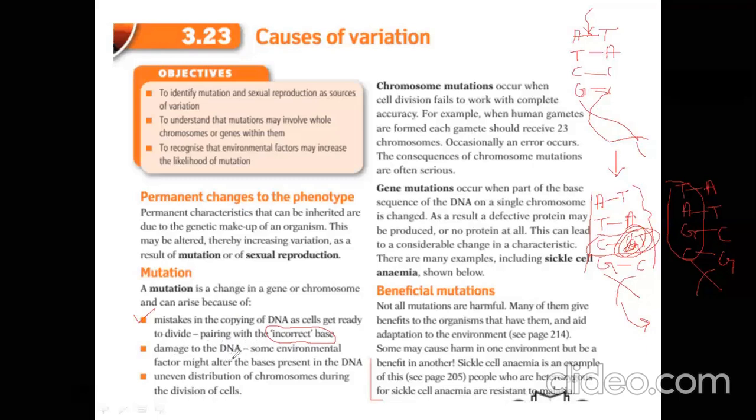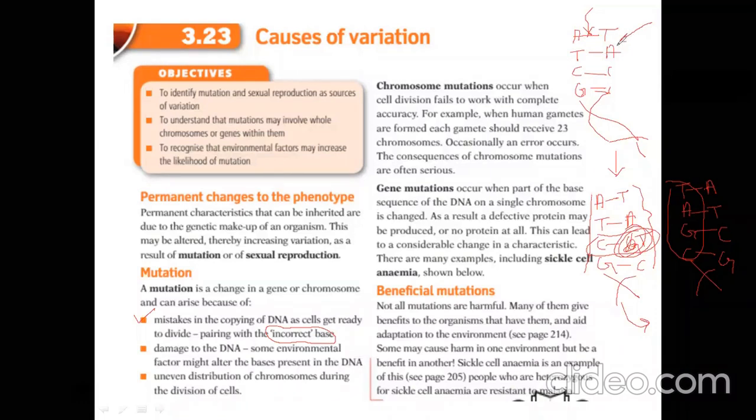Damage to DNA by some environmental factor. Some environmental factor can also damage this DNA, right? That environmental factor may be in the form of radiation, or maybe in the form of certain chemicals to which our DNA is exposed, and that disturbs the nucleotide, and that may even cause deletion, right? Or it will insert into the chain, and that can also disturb the DNA replication process. And instead of the normal nucleotide, another nucleotide can also come and replace the original one, right? So this is another way of mutation.